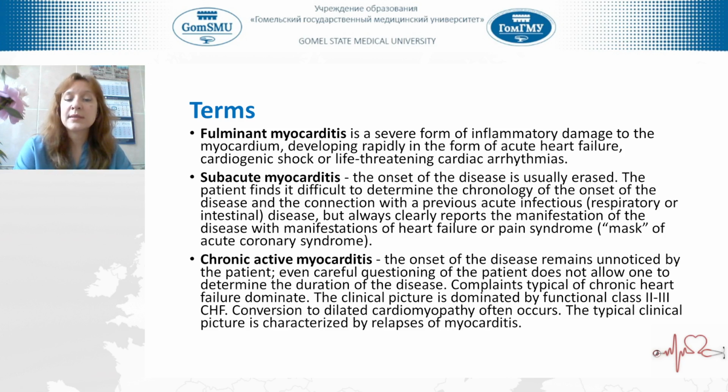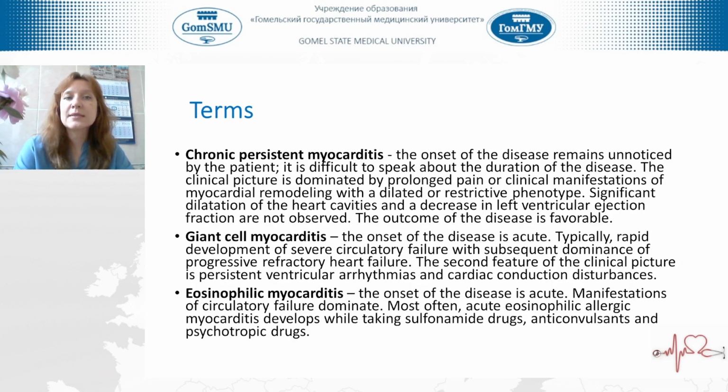Conventional dilated cardiomyopathy often recurs. The typical clinical picture is characterized by relapses of myocarditis. Chronic persistent myocarditis. The onset of the disease remains unnoticed by the patient. It is difficult to speak about the duration of the disease. The clinical picture is dominated by prolonged pain or clinical manifestations of myocardial remodeling with a dilated or restrictive phenotype.